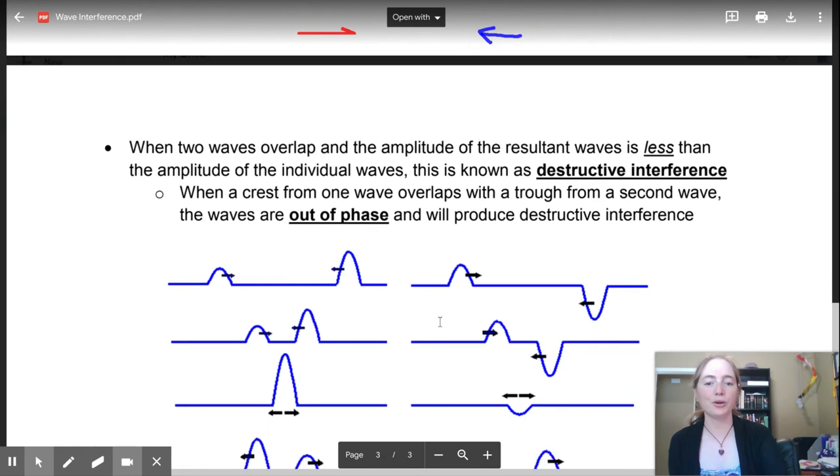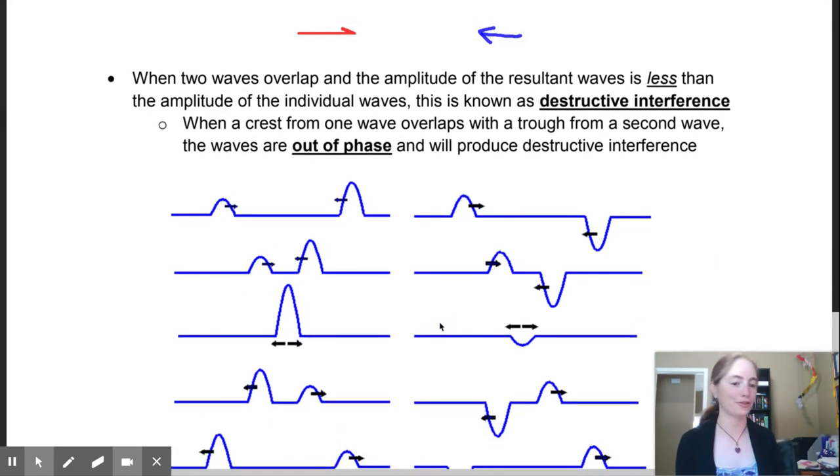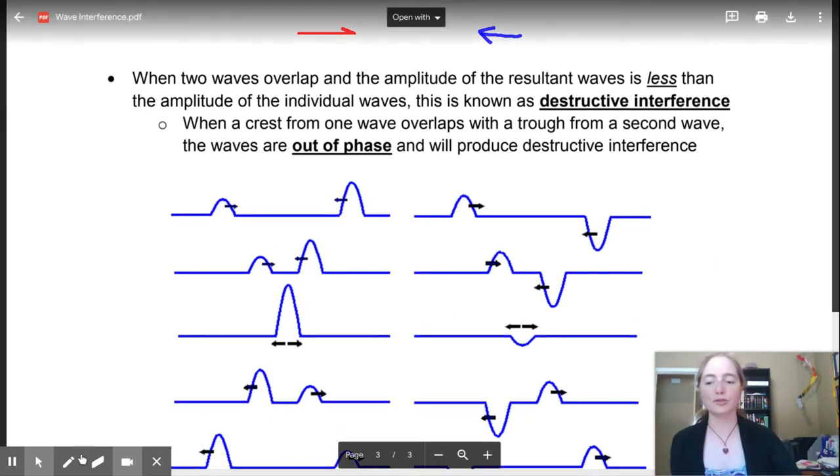So now we're going to look at destructive interference. Destructive interference is when the resultant wave has less of an amplitude than the original waves. It's when you have a trough from one wave and a crest from another, and they cancel each other out because they're out of phase.